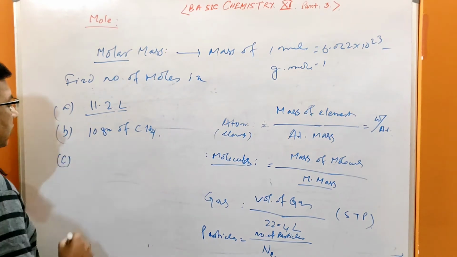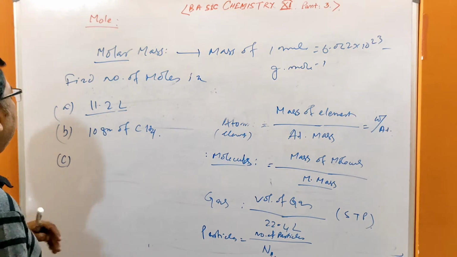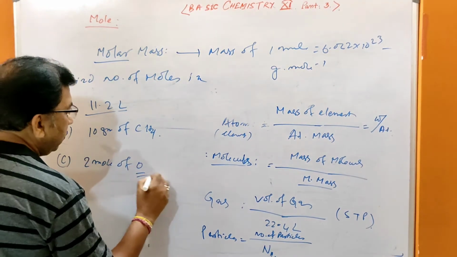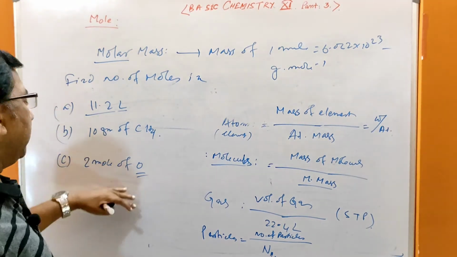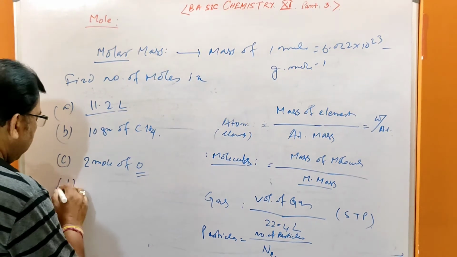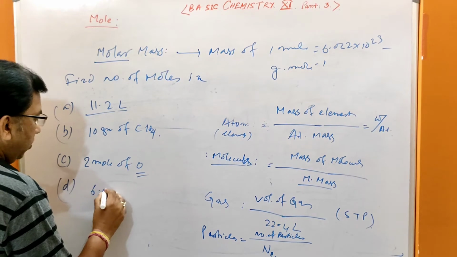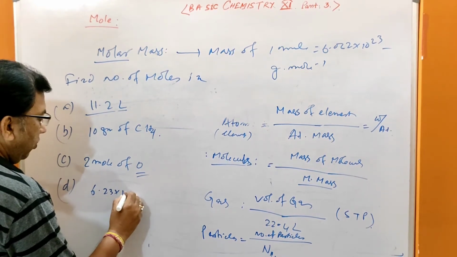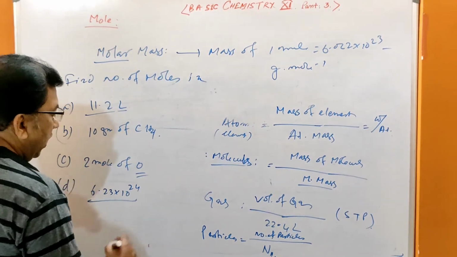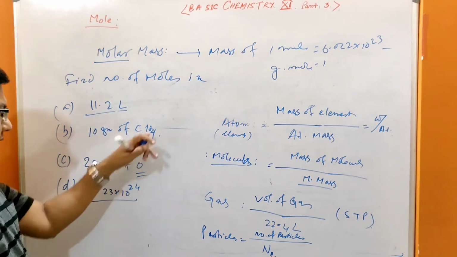Suppose it is given some moles, like 2 moles of oxygen. So many things can be given. Or 6.02 into 10 to the power 23 particles will be given, and you have to find how many moles are in it.